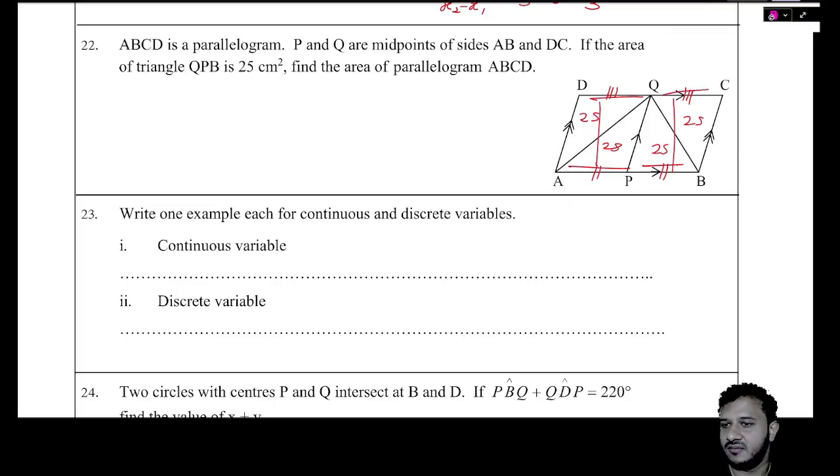Do you guys get it? So it's just how much? 100 centimeters squared.